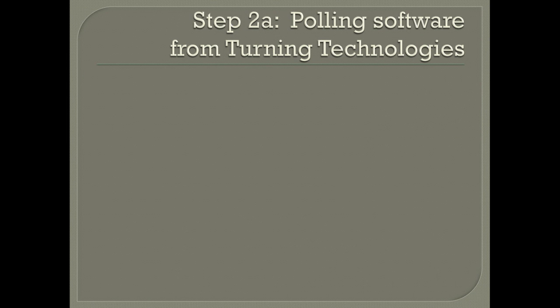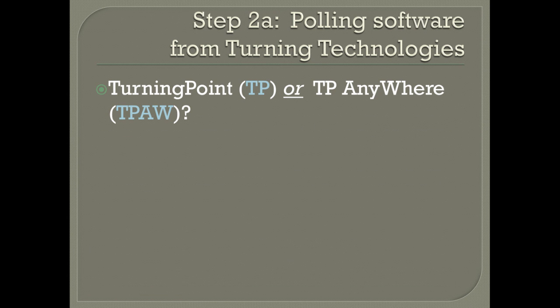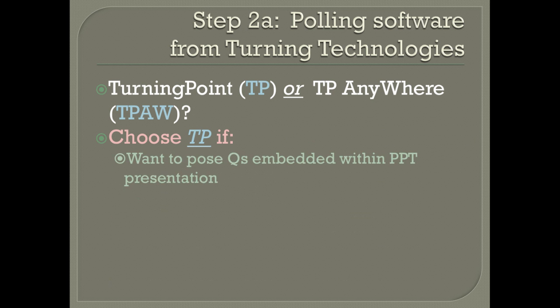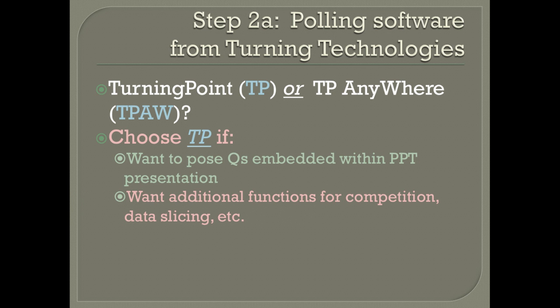So let's talk about the polling software. As I mentioned earlier, there are 2 choices, either Turning Point, also known as TP, or Turning Point Anywhere, TPAW. You should choose Turning Point if you want to pose questions embedded within a PowerPoint presentation. You should choose Turning Point if you want additional functions for competition, data slicing, and so on. Turning Point comes with a few more bells and whistles than Turning Point Anywhere.